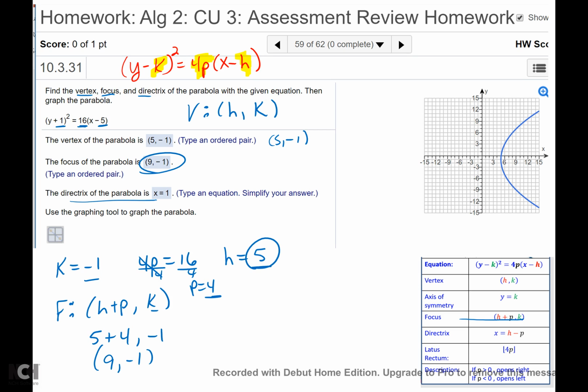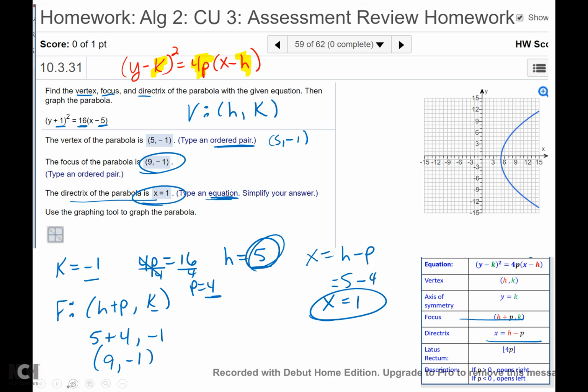And the directrix of the parabola, you write x equals h minus p. My h is 5, my p is 4, 5 minus 4 is 1, so my equation is x equals 1. And again, pay attention to what they're asking you to type. An ordered pair, an equation, whatever.